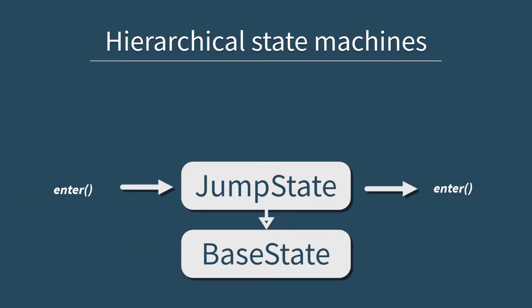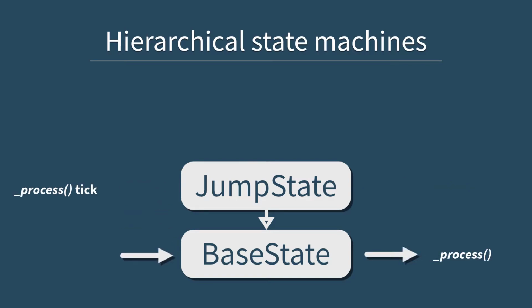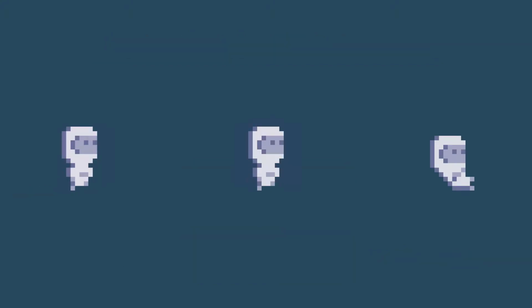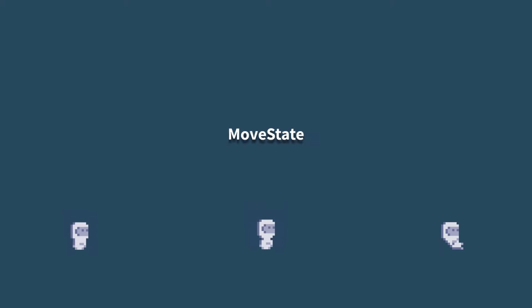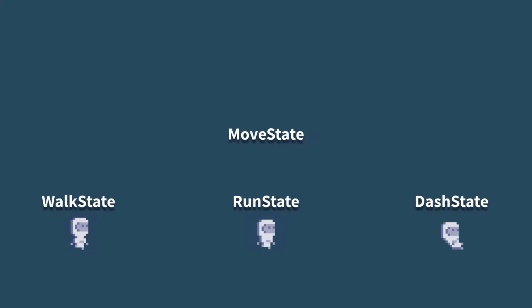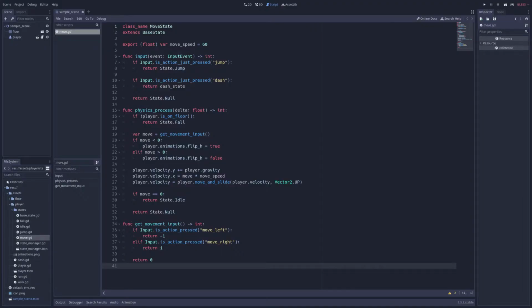Let's take that as an example of this technique and expand on it a bit to see how we can use it to handle the previously mentioned issues of wanting to have walk, run, and dash states. Really, these are all variations on horizontal movement, so let's create a class to hold some generic movement code and subclass each individual movement state from it. Our hierarchy will then consist of base state, subclassed by move state, and then subclassed by the walk, run, and dash states.